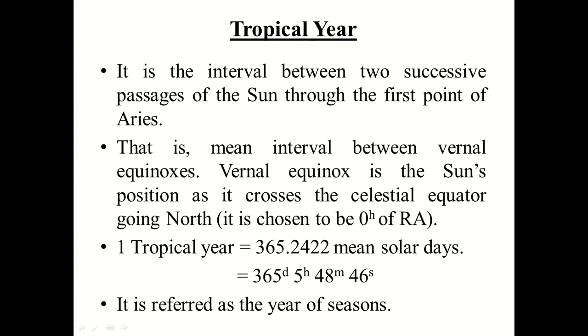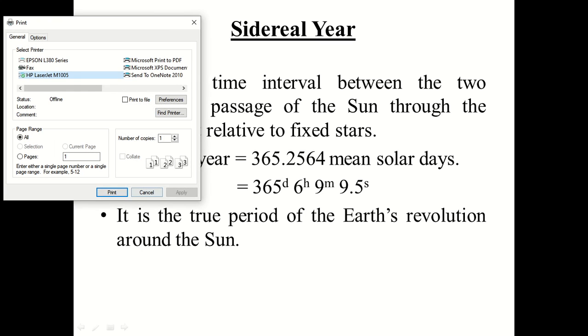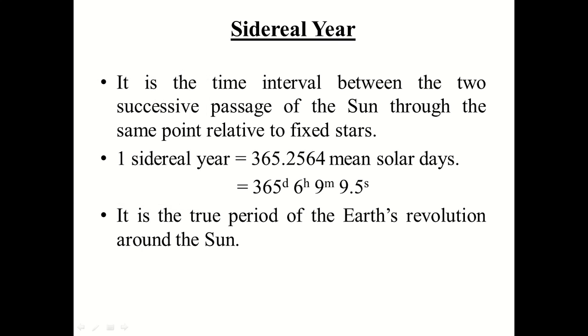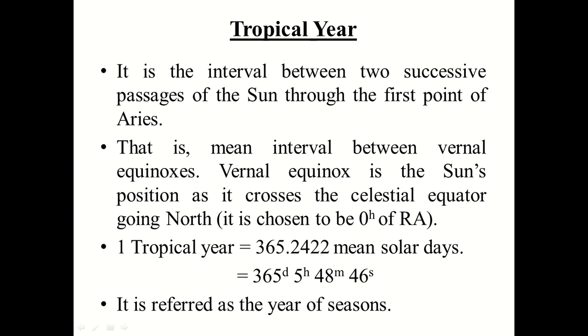Tropical year is actually the time interval between two successive passages of the Sun through the first point of Aries. Aries is the first sign of the 12 zodiac symbols. You may have heard about these symbols, the Aries, Taurus, Leo, etc. So 12 zodiac symbols are there.